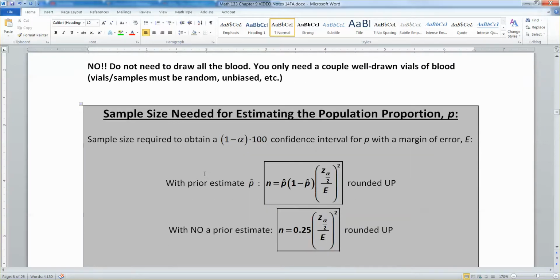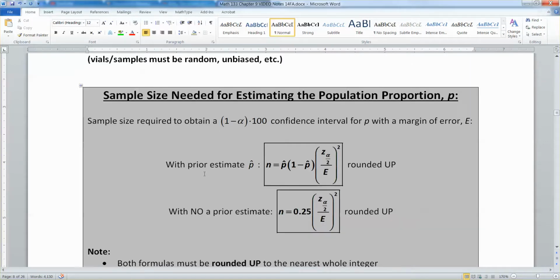So we have these two formulas here. These are for sample size when you're trying to estimate a single population proportion. I want to know what proportion of people are going to vote for so-and-so. I want to know what proportion of people are going to give away Halloween candy this year. I want to know what proportion of people want to make abortion illegal. I want to know, et cetera, et cetera. So how many people do you need to poll?